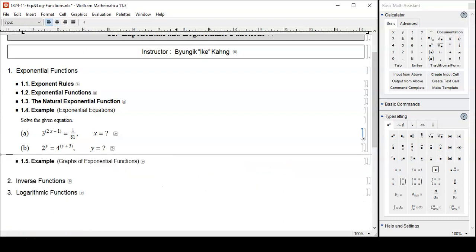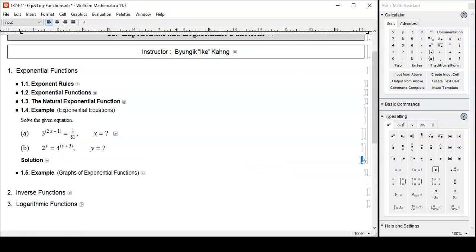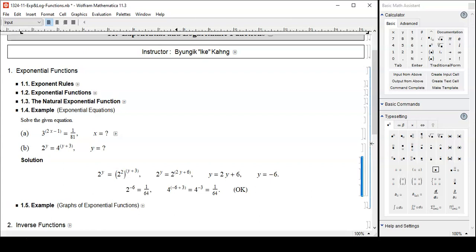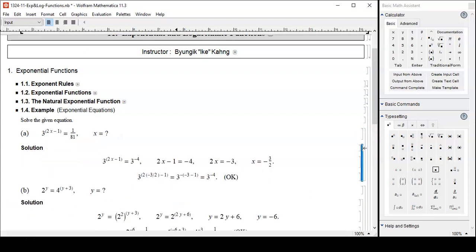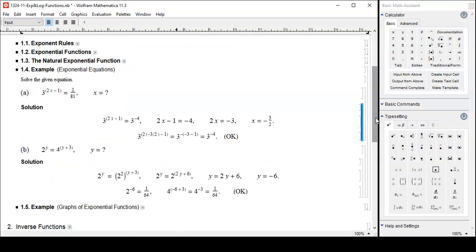If you want the solution here in this notebook, here's the solution. Same thing and same checking. Also, here's the solution, same thing and same checking. All these work for the same bases. 3 and then 3, 2 and then 2.